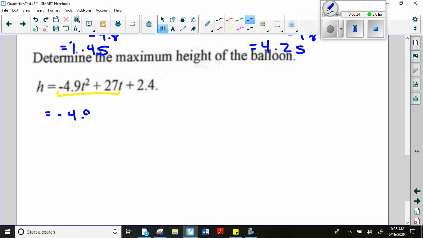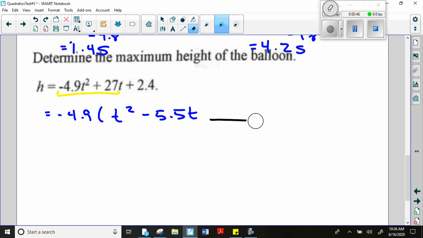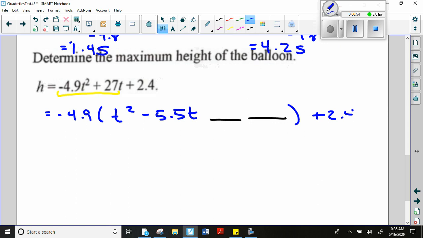So first thing we do is divide the negative 4.9 out of our first two terms. So negative 4.9 is going to end up here. We'll get t squared. But 27 divided by negative 4.9 gives us negative 5.5t. And then I always put my two brackets right there. And then that positive 2.4 is going to get kicked out to the end. This one's going to be a plus, this one's going to be a minus.